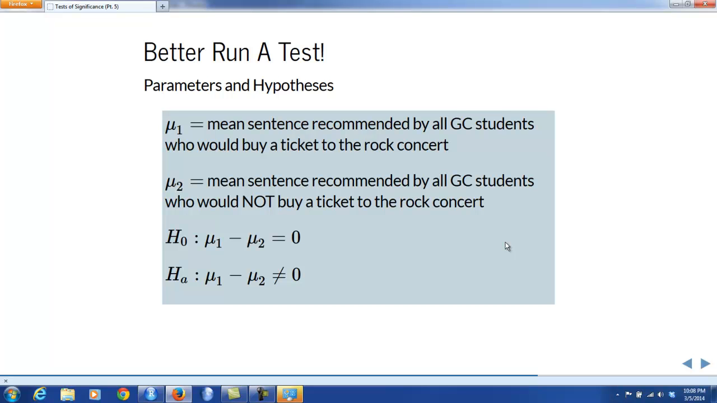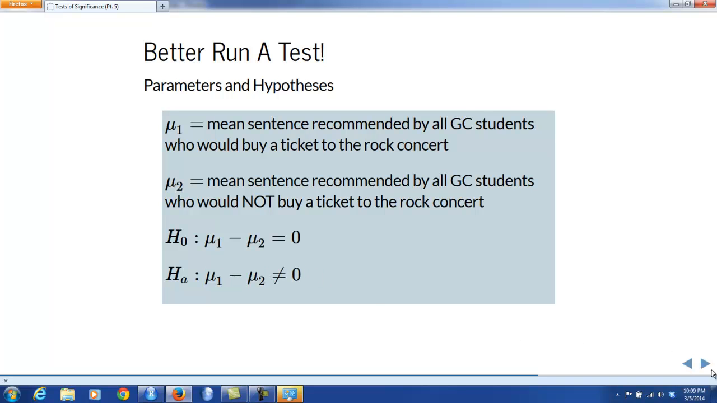Let's run a test. So let's state our parameters. Let mu1 be the mean sentence recommended by all Georgetown College students who would buy a ticket to the rock concert. And let mu2 be the mean sentence recommended by all Georgetown College students who would not buy a ticket to the rock concert. We're going to test whether the difference in the means is 0 or whether it's not 0.